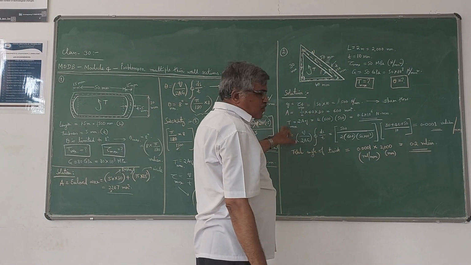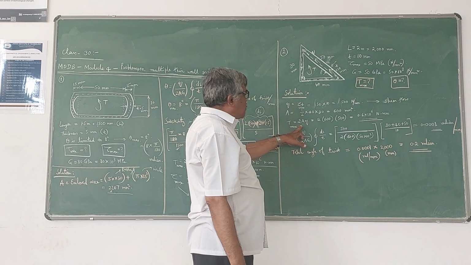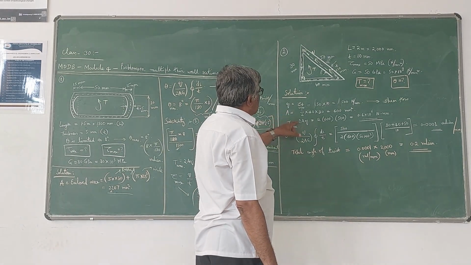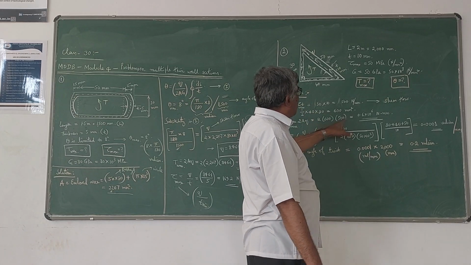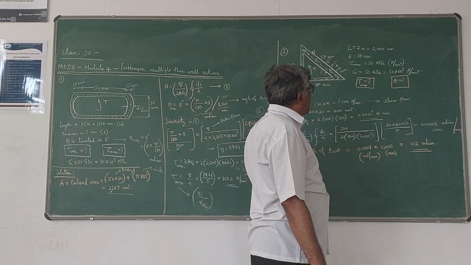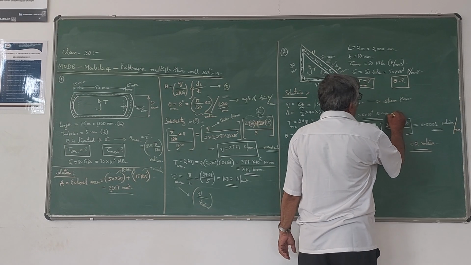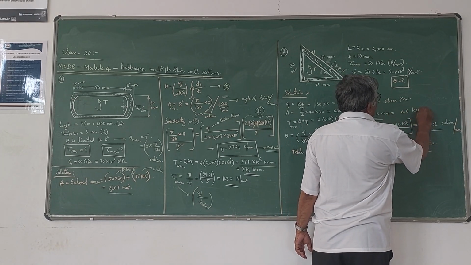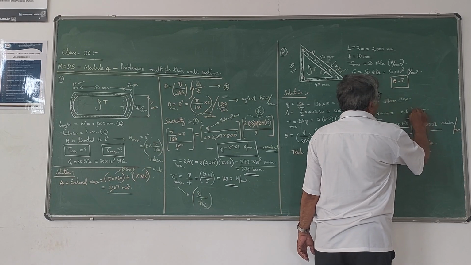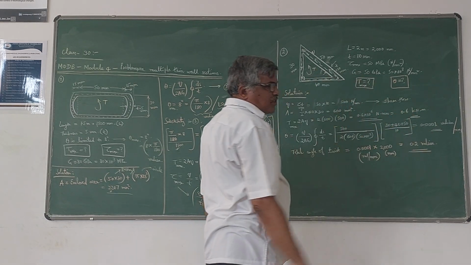And T max you can directly find out using this formula, 2AQ. Once A and Q are known, 2 into A is 600 and Q is 500. So you will get 0.6 into 10 power 6 Newton millimeter, or you can write it as 0.6 kilonewton meter. So this is the maximum torque that can be applied on this cross section.